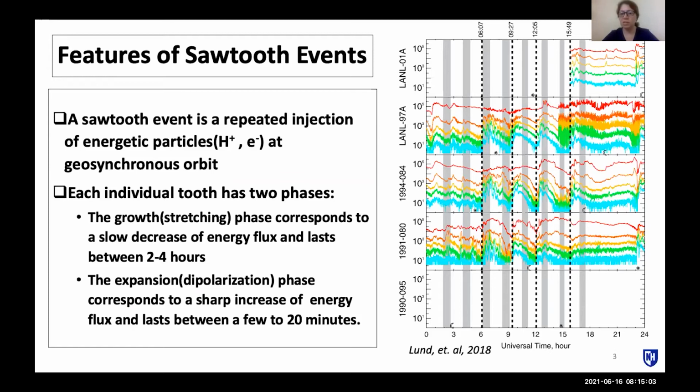A Sawtooth event is a repeated injection of energetic particles at geosynchronous orbit. Here I showed one Sawtooth event with 4 teeth. In each tooth of Sawtooth events, we have two phases: the growth phase, which corresponds to a slow decrease of energy flux, and the expansion phase, which corresponds to a sharp increase of energy flux.